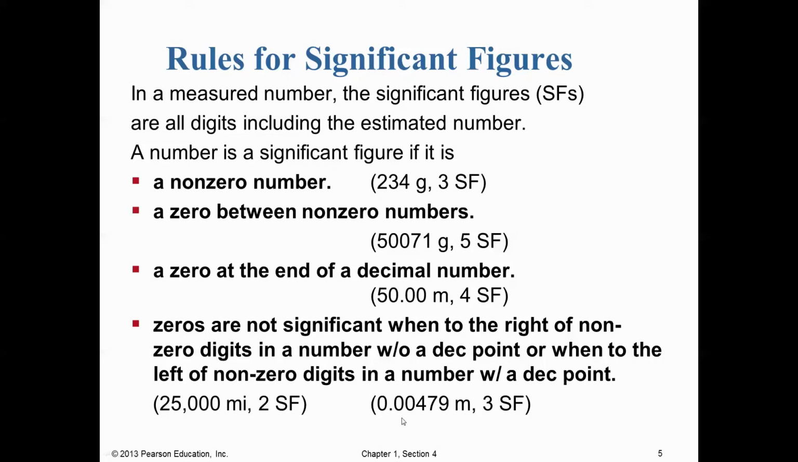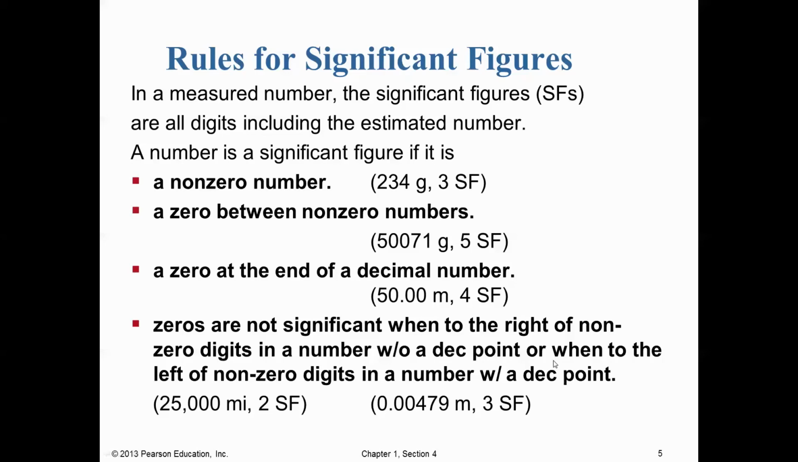Over here in the number 0.00479, we have only 3 significant figures. Zeros are also not significant when they're to the left of non-zero digits in a number with a decimal point. So these zeros here are not actually part of our number, they're merely present to show us the size or the magnitude of the number.